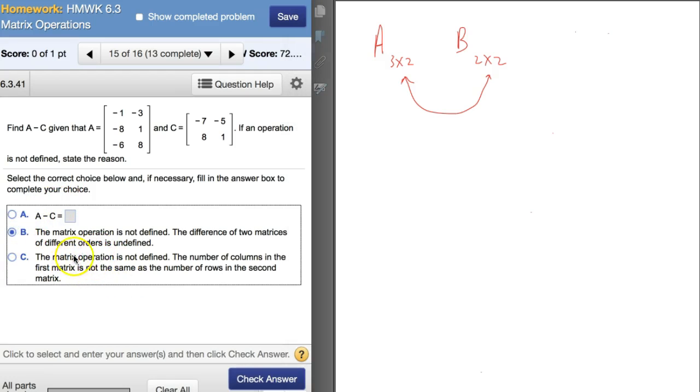And so the other one says, just to be sure, the matrix operation is not defined. The number of columns in the first matrix is not the same as the number of rows in the second matrix. Okay, so here we see that that's not necessarily true, because the number of columns in the first matrix is 2, and the number of rows in the second matrix, which is C, is 2. So that matches. But we do know that the orders are not the same.